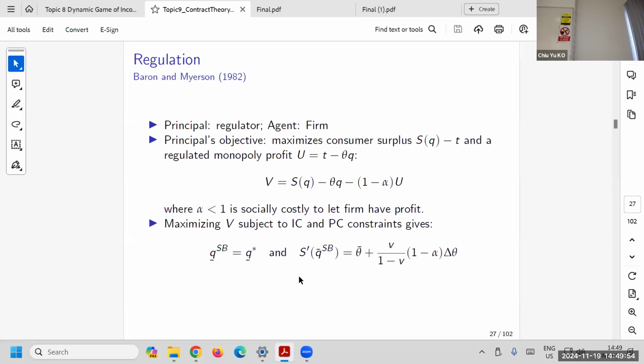So the objective of the principal is to maximize the consumer surplus S minus T, where T is the fee payment. And the monopoly profit will be the payment minus the production cost, theta Q. So this objective is the surplus minus the production cost, and take away some part of the monopoly profit, the outflow of that, because you don't want the firm to have profit.